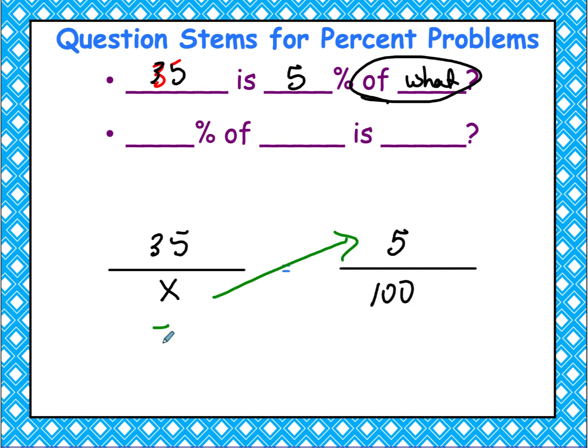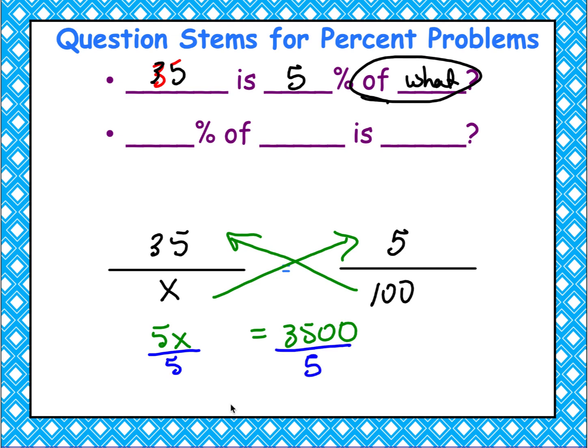5 times x is 100 times 35, or 3,500. Solve by dividing both sides by 5. And I get x is 700. So the answer, 35 is 5% of what number? Means 35 is 5% of 700.